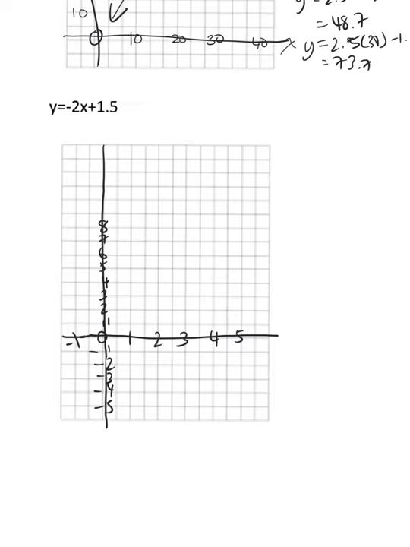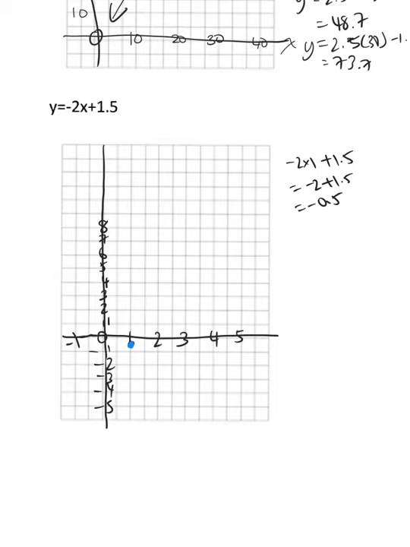Okay, so when x is 1, you go -2 times 1 plus 1.5. That gives me -2 plus 1.5. It's -0.5. So when x is 1, y is -0.5. It goes right here. I'll use a different color.